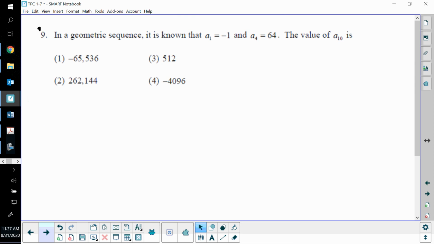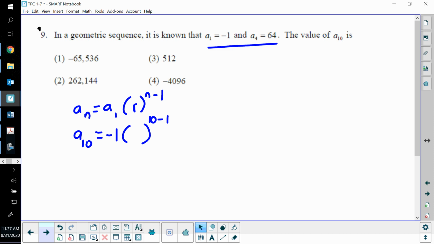All right, then our last one for this video, geometric sequence. So we know from our reference sheet we should be using A1 times R to the n minus 1. We eventually want to find the value of A10. So we'll have A10 is equal to our first term, negative 1, times R, which we don't know yet, and then we'll have 10 minus 1. So we've got to figure out R, and we're going to use this information to find it out. Negative 1 is our first spot. We don't know A2, we don't know A3, but we know A4 is 64.